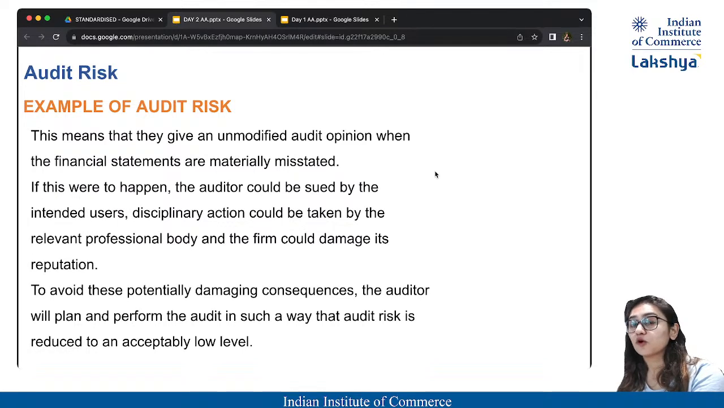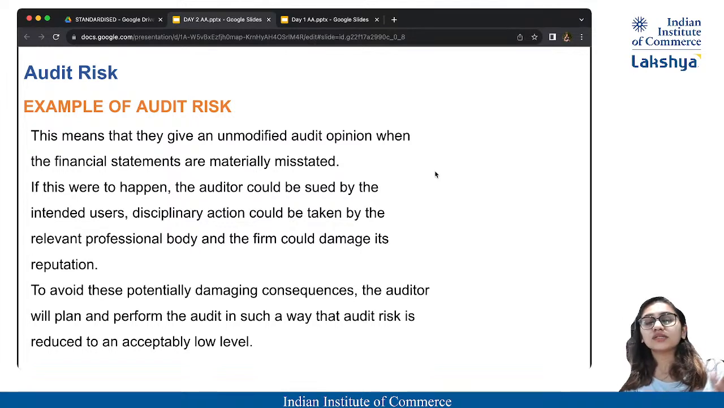So what is an example of audit risk that can happen in the company? They give an unmodified audit opinion when the financial statements are materially misstated. So if the financial statements are materially misstated, actually the opinion should be a modified opinion. But the auditor gives an unmodified opinion. That means the auditor gives a different opinion. This is an audit risk. The auditor is not acting truthfully. If this were to happen, the auditor could be sued by the intended users. Disciplinary action could be taken by the relevant professional body, and the firm could damage its reputation.